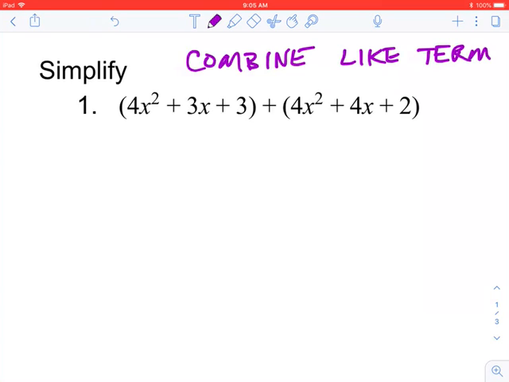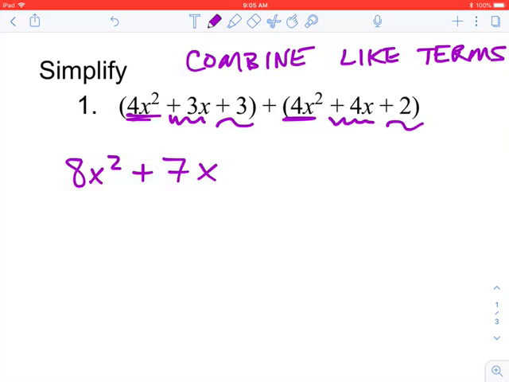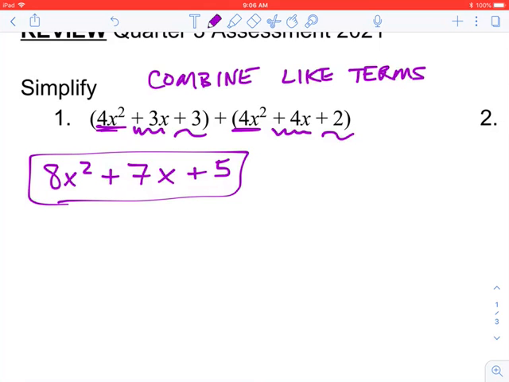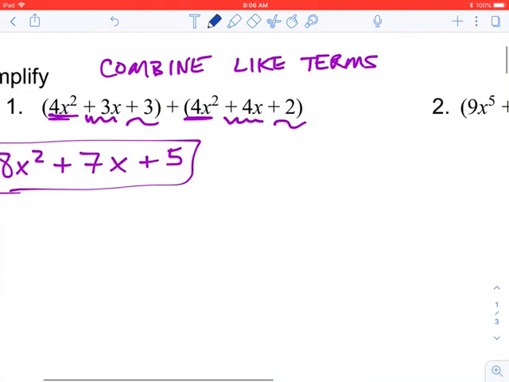So that's what we're going to do. Starting with the highest exponent because we want standard form. So highest exponent is 2. 4 plus 4 is 8x squared. And then we've got x and x, so 3 plus 4 is 7x. And then finally 3 plus 2 is 5. And there's nothing else we can do because none of those are like terms. So we're moving on to number 2. Okay, nothing else to it.